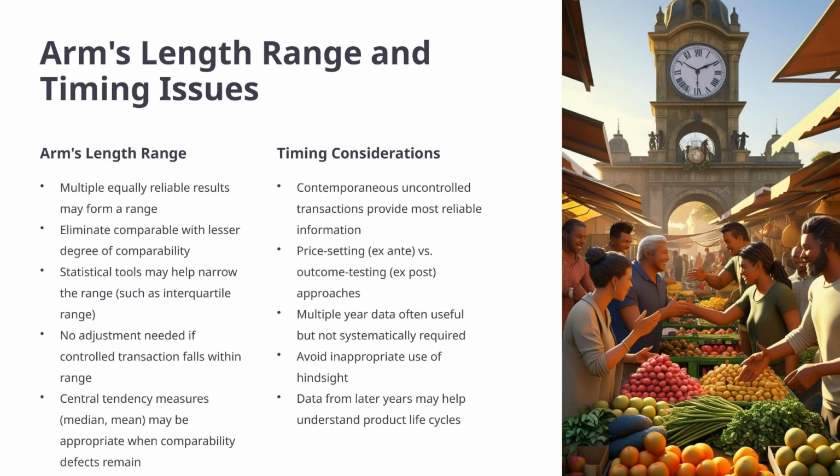The arm's length range includes multiple reliable results, eliminating less comparable data. Statistical tools like the interquartile range refine this. No adjustments are needed if transactions fall within this range.